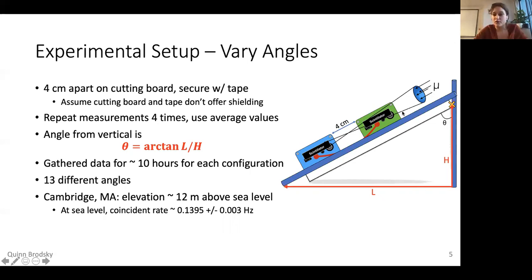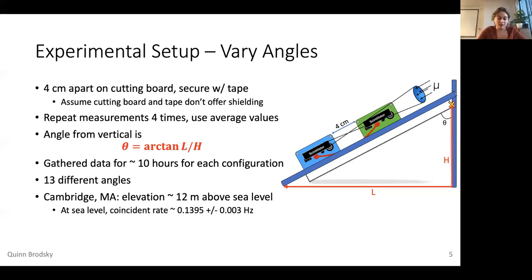The angle from the vertical, which I've shown here, is given by the arctangent of the length over the height. And to decrease the statistical uncertainty, I repeated each of these measurements 4 times, and then I used the average of them when I calculated the angle.